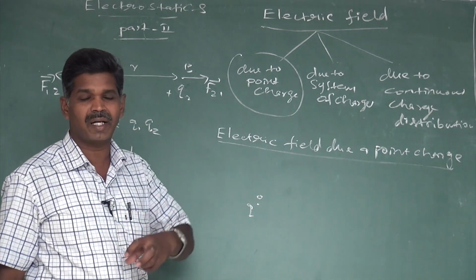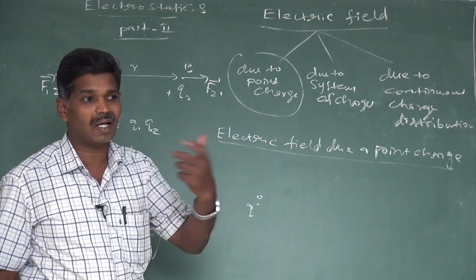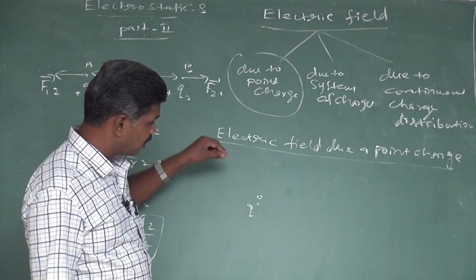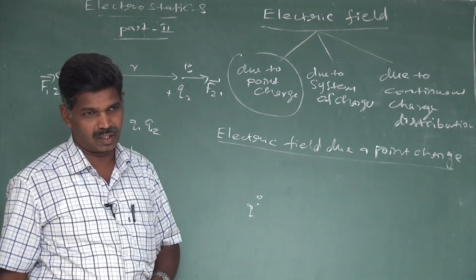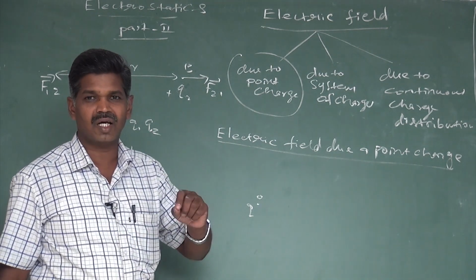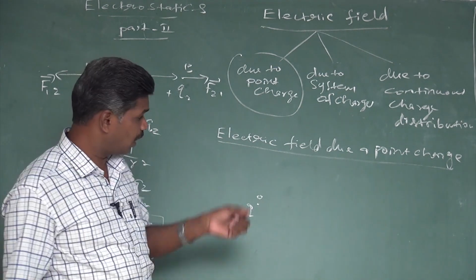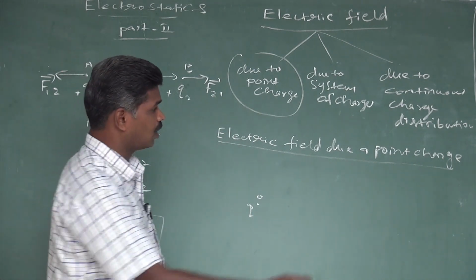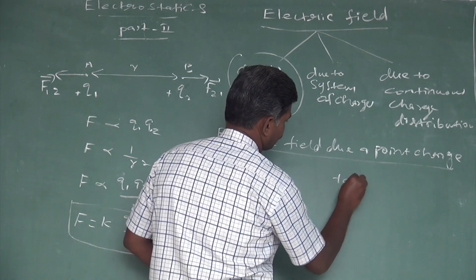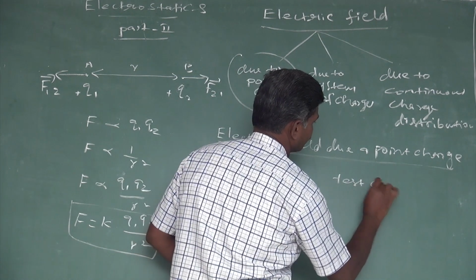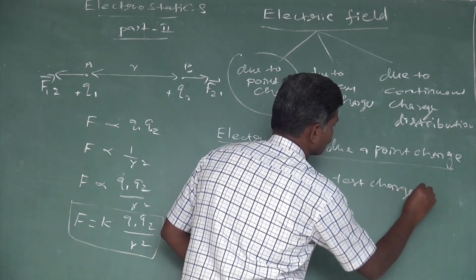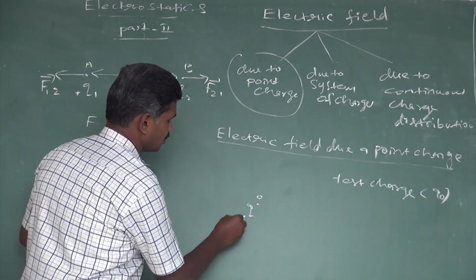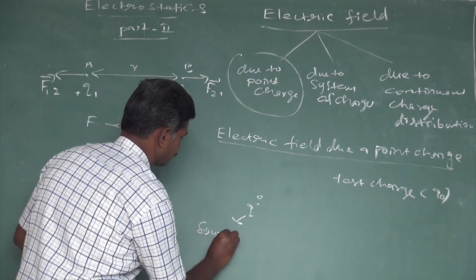That field can be identified with the help of other charges only. Without the help of other charges, we cannot identify the field of our charge. The charge that we take to identify the field of this charge can be called a test charge. It may be represented as Q naught. Our charge may be represented as a source charge.